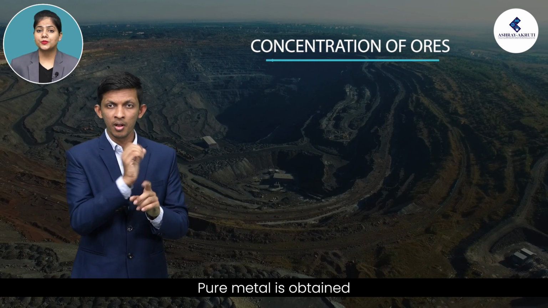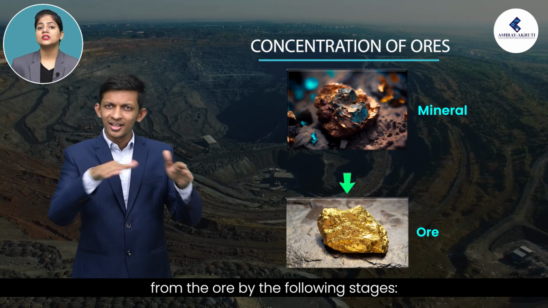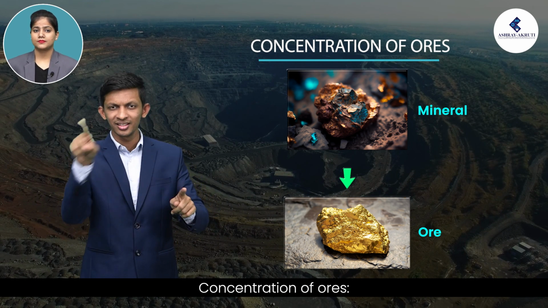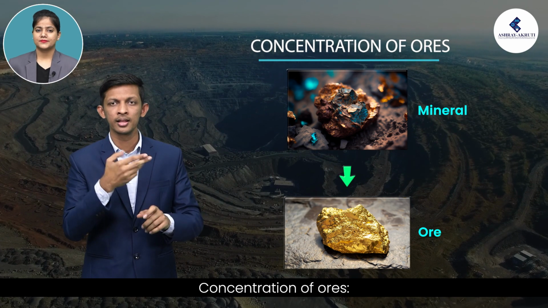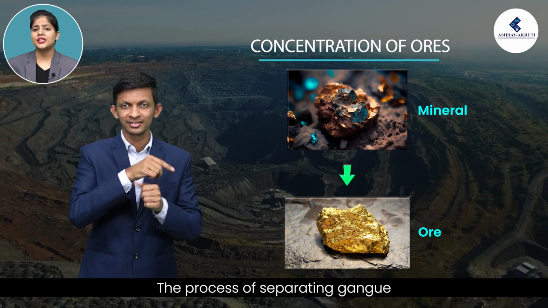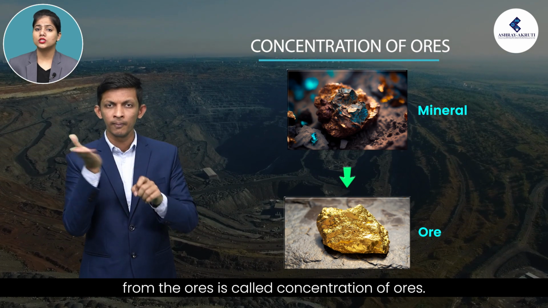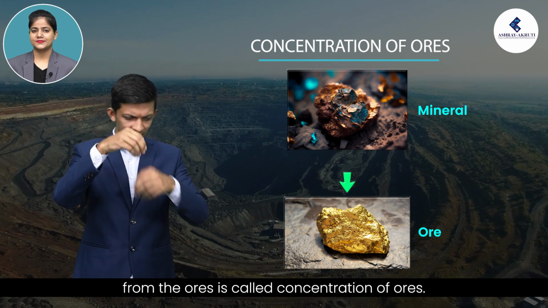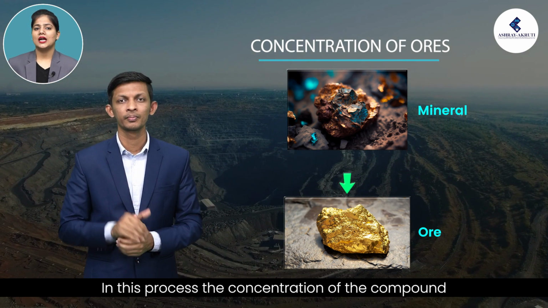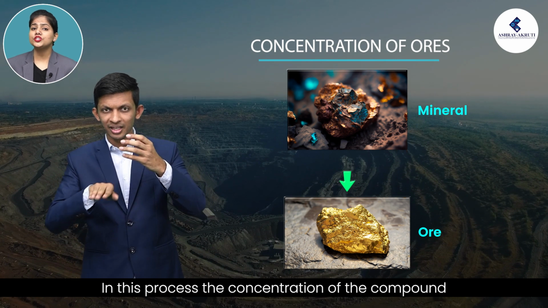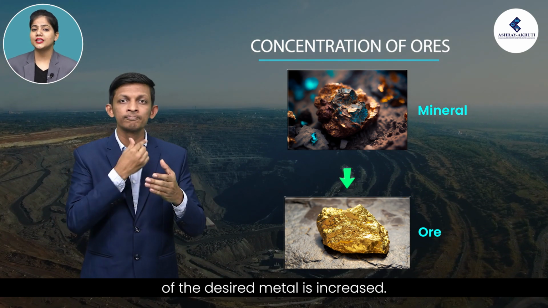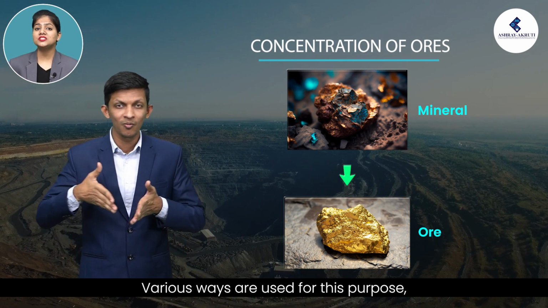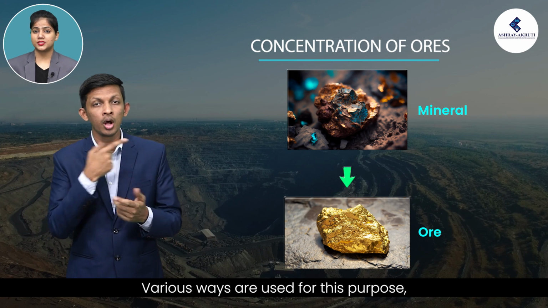Pure metal is obtained from the ore by the following stages. Concentration of ores. The process of separating gangue from the ore is called concentration of ores. In this process, the concentration of the compound of the desired metal is increased. Various ways are used for this purpose.